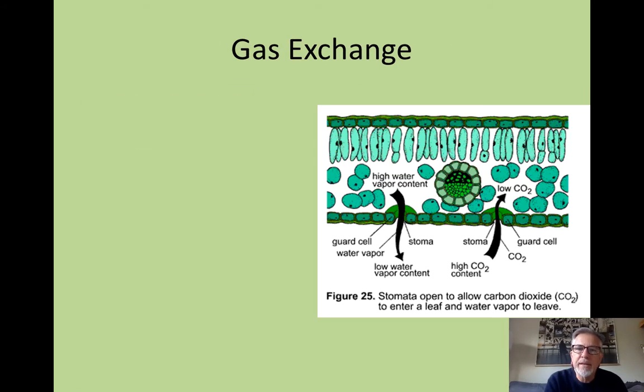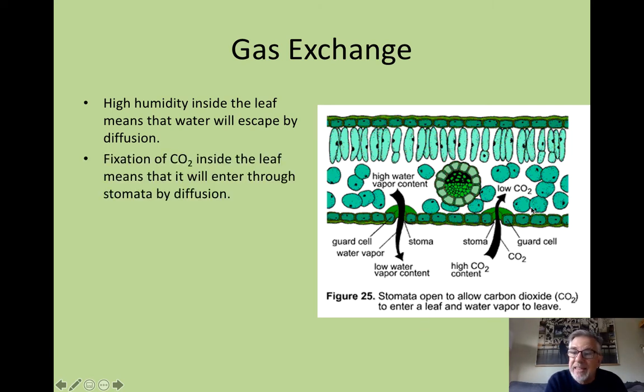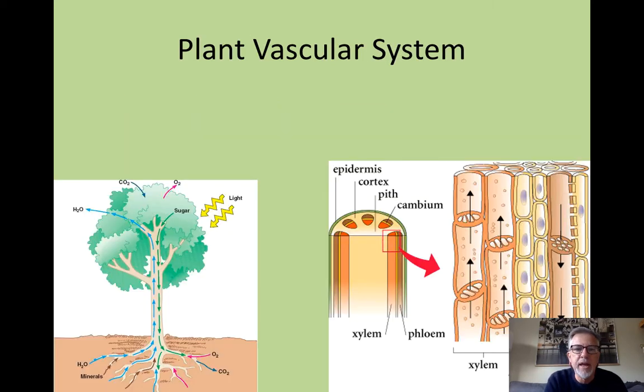One other thing I want to say about gas exchange is the high humidity inside the leaf means that water will escape by diffusion. And the fact that carbon dioxide is fixed inside the chloroplast means that carbon dioxide will always flow by diffusion. But what do you suppose happens to photosynthesis on really hot days when water becomes scarce and the stomates close, the guard cells close the openings? What do you suppose happens as CO2 can no longer flow into the leaf? Think about that. Let me know in class what you think the answer is.